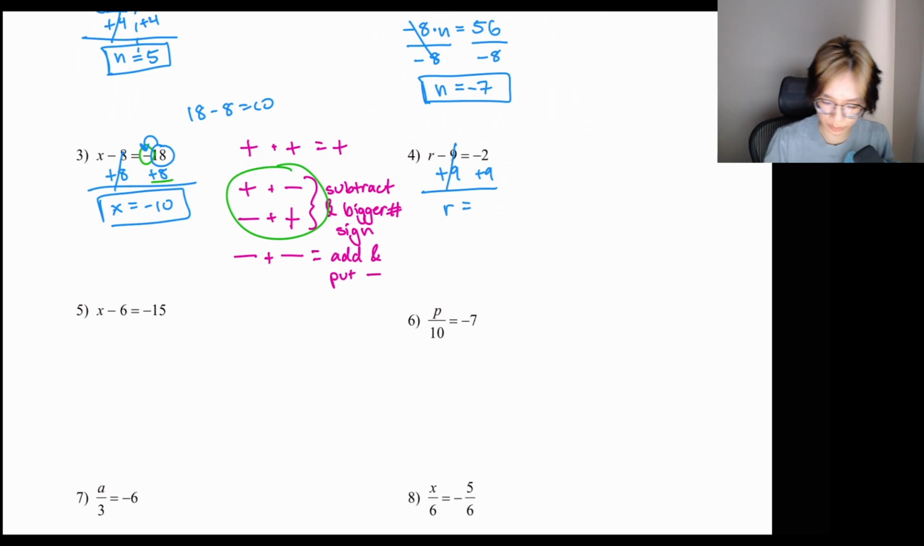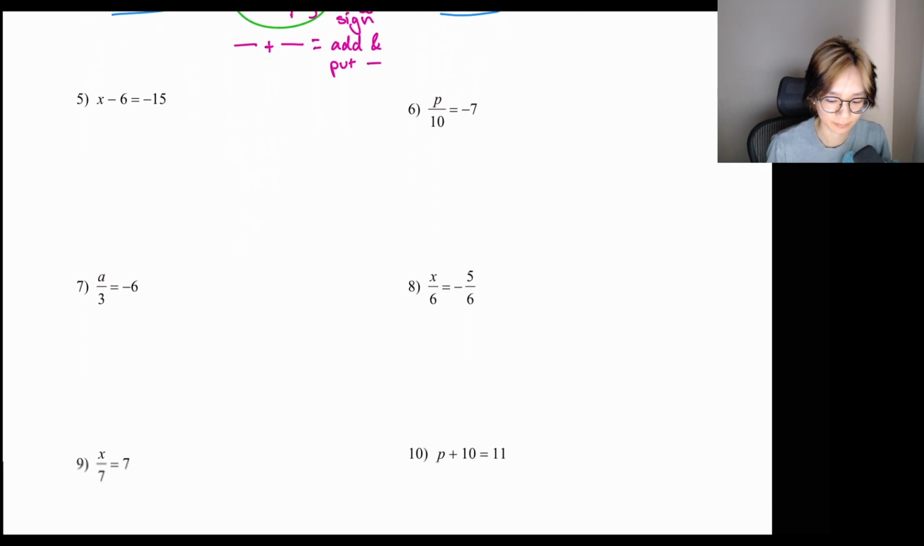We can use the same rules. We're having a negative number plus a positive number. You just subtract them like normal, and then the sign takes after the bigger number. So 9 minus 2 equals 7. Which number is bigger? The 9. Is it positive? Yes, so r is just equal to positive 9, or just 9.